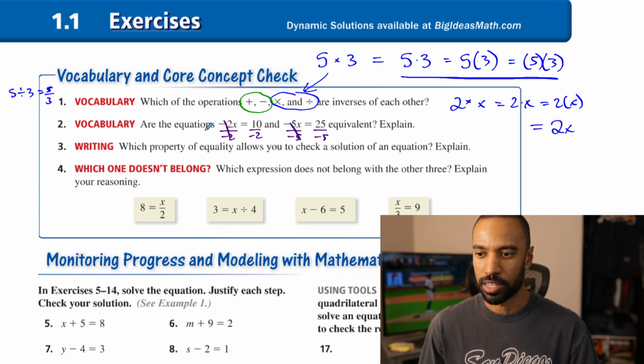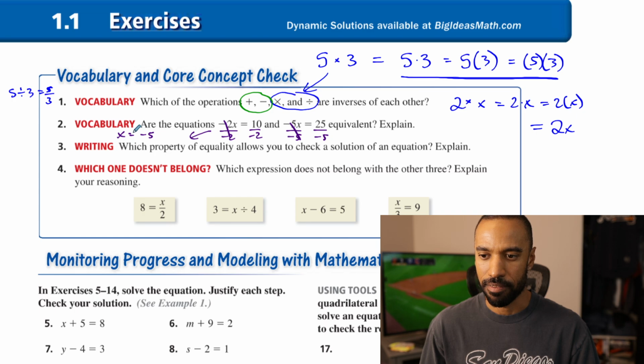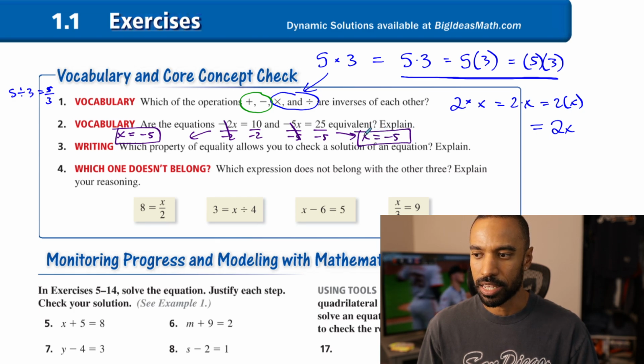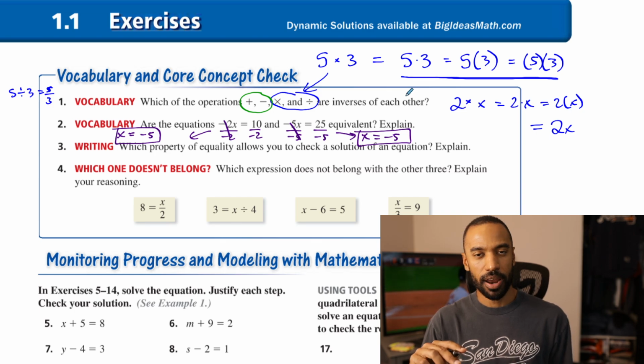That's why we get x by itself here. So in this case, 10 divided by negative 2 is negative 5. This is the solution to this equation. And over here, when we divide by negative 5, 25 divided by negative 5 is also negative 5. So are these equivalent? Yes, they are. They produce the same value for x.